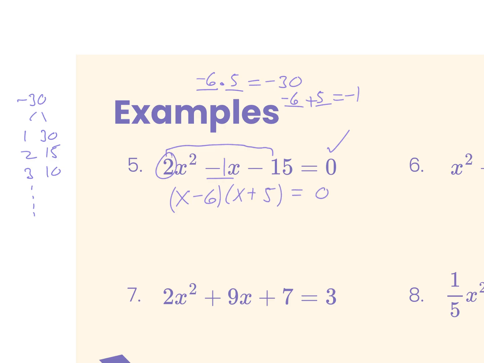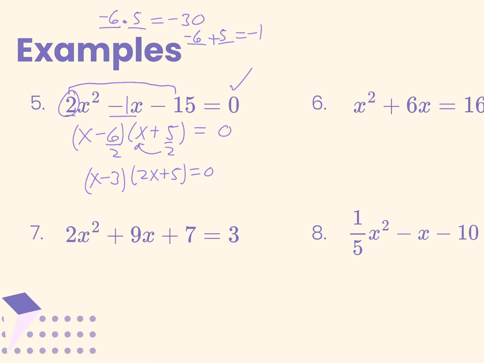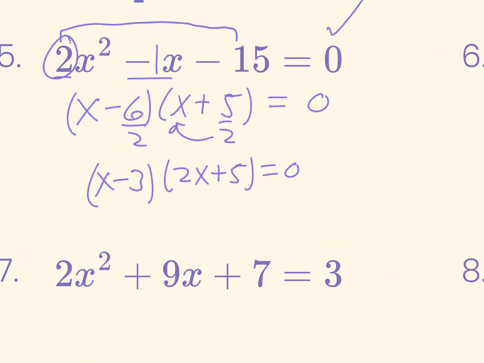I do want to divide by 2, so divide by 2, divide by 2. All right, anytime you have something in front of the x squared, divide by 2. And so I get x minus 3, and then slide that 2 up front, I get a 2x plus 5 equals 0. And then again, use your zero products property. I'm going to set each of these equal to 0. So I get x minus 3 equals 0. And then I get a 2x plus 5 equals 0.